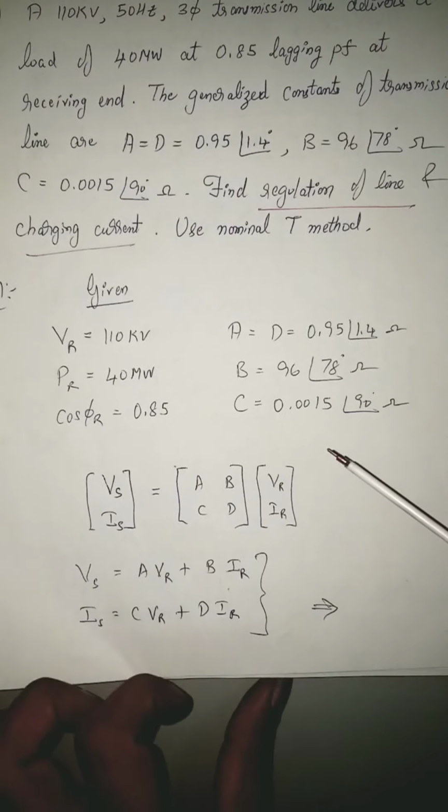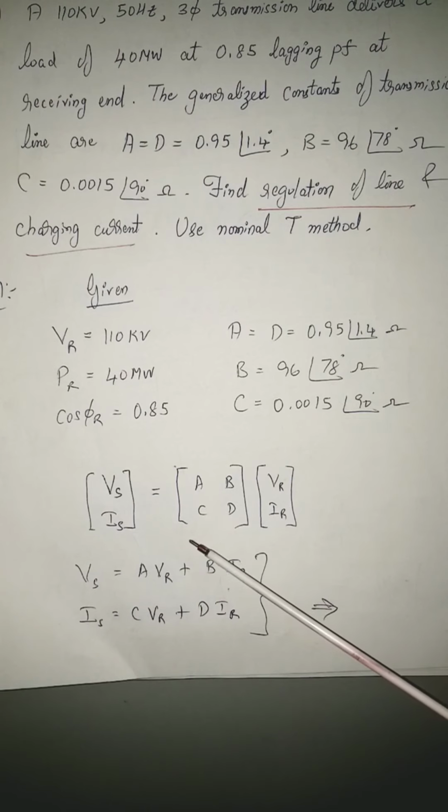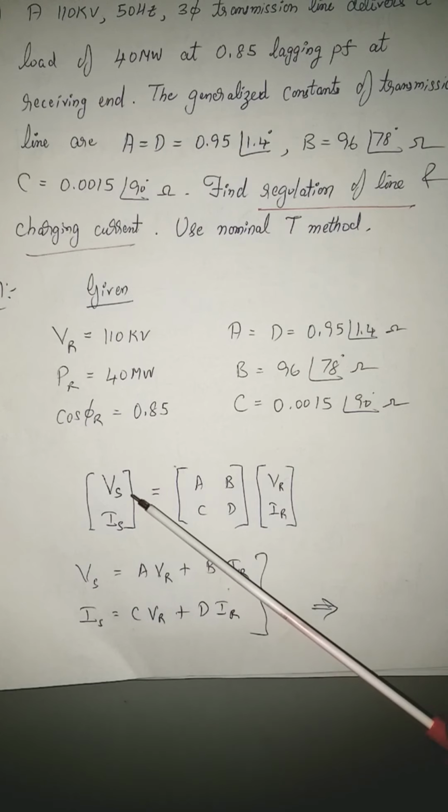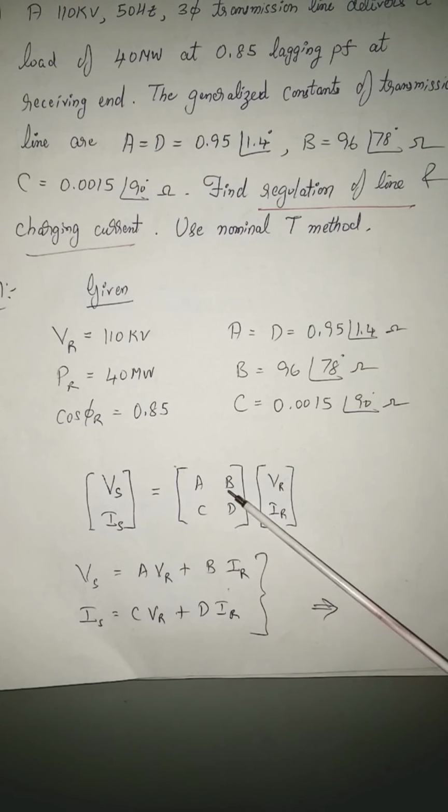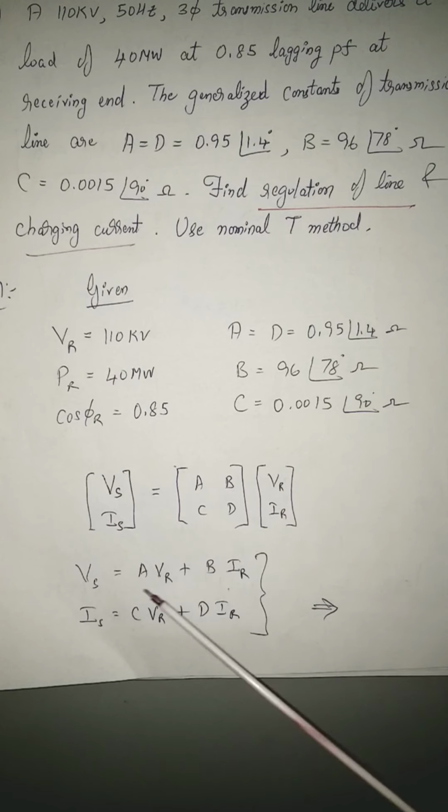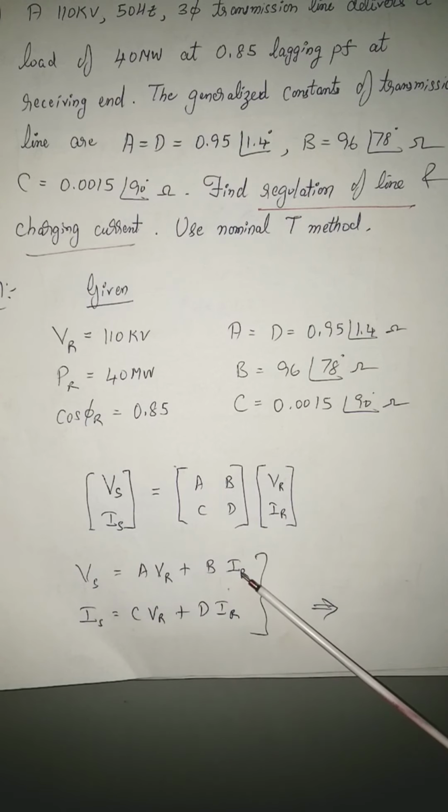We know the standard representation of a two-port network applied to the analysis of medium transmission line. You are having VS, IS, A, B, C, D, VR, IR. VS is equal to AVR plus BIR. IS is equal to CVR plus DIR.